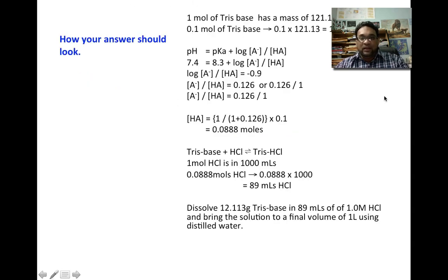So that's how you're going to finalize your answer. So if you bring everything together now, for a question like this about tris base, this is your typical answer. This is how it should be formatted. Alright?